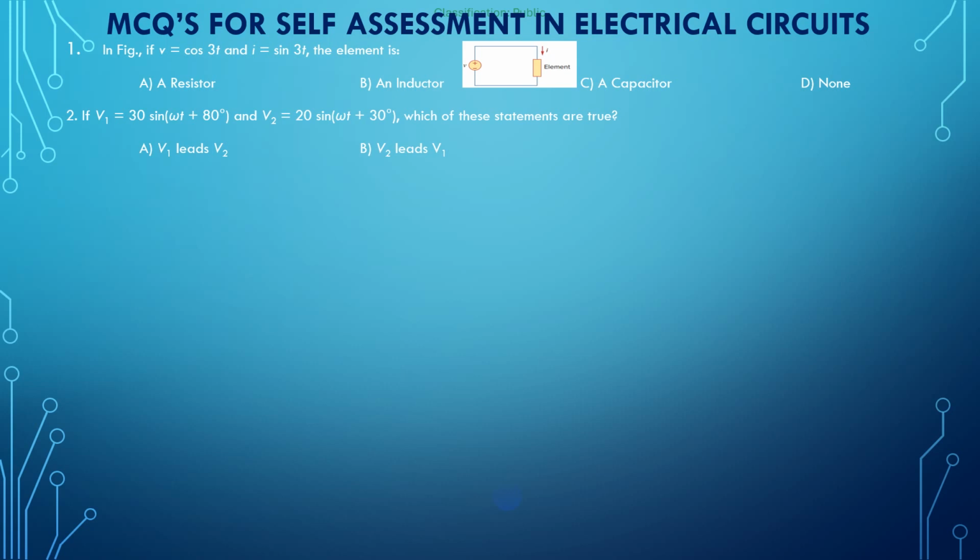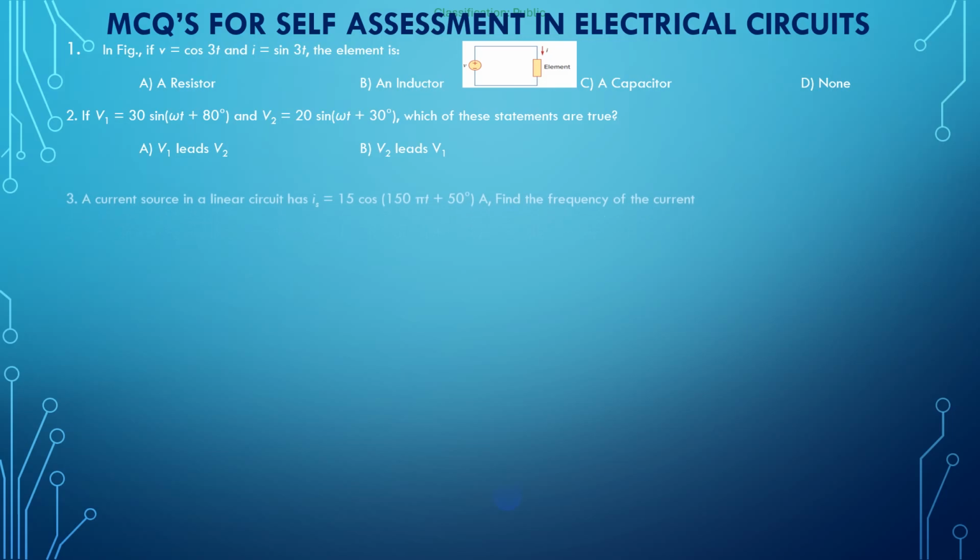Both are plus. Okay, good question. Both are plus, but which is having more plus? 80. Which is having less plus? 30. So 30 will start first or 80 will start first? 80 will start first. So V1 leads V2. 80 degrees before it's starting. If it is minus, it's starting later.